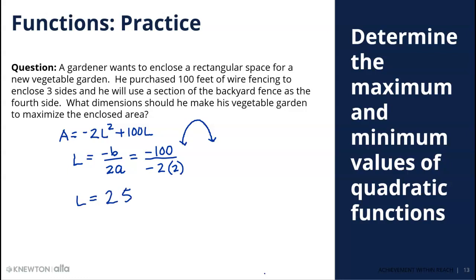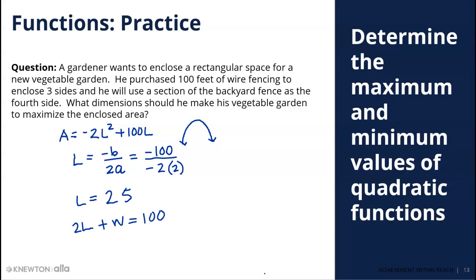So if L is equal to 25, we can then proceed to compute for the width, and the width can be computed using the equation that we have, which is 2L plus W is equal to 100.